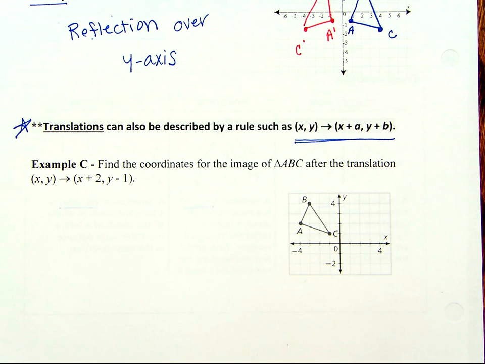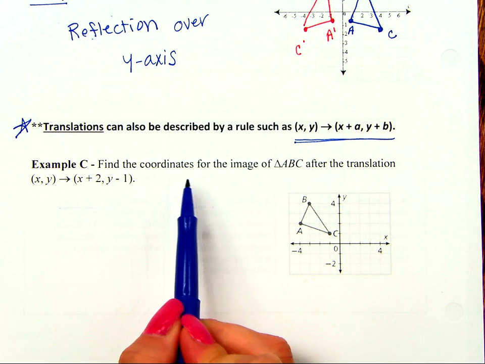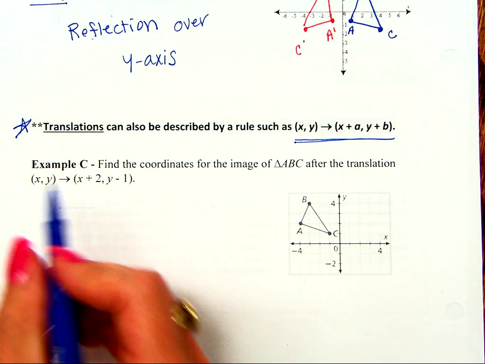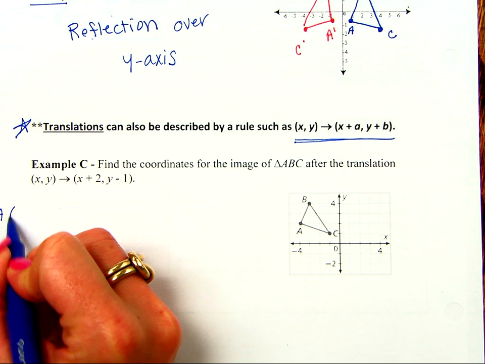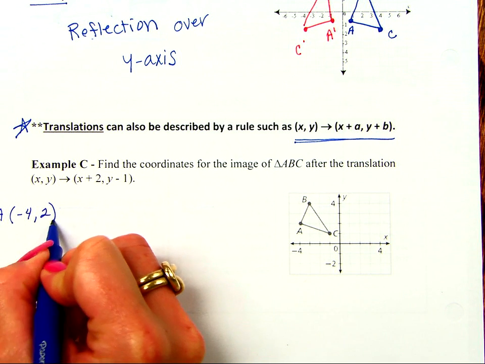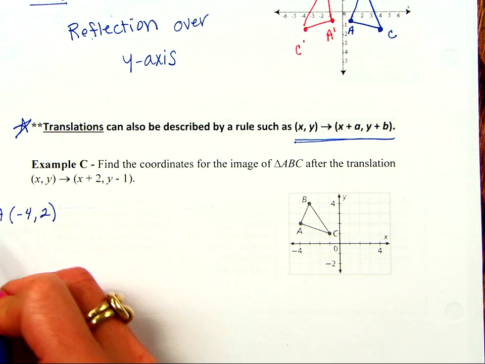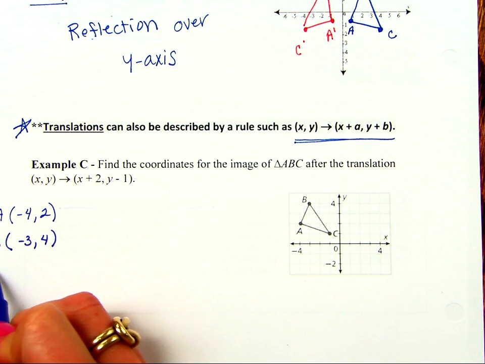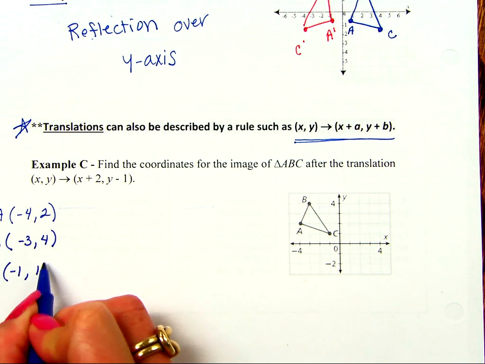Now there's actually a couple ways that you could go about doing this question. They're wanting us to find the coordinates, and a lot of times they'll also ask me to sketch or draw the image. As I can see here, with my figure ABC, if I wanted to identify those coordinates, I can see that my point A is at (-4, 2), my point B is at (-3, 4), and my point C is at (-1, 1).